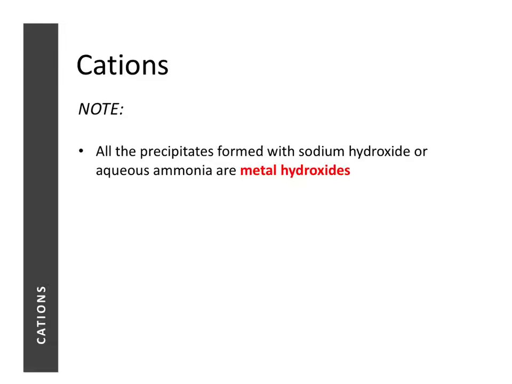Now, one very important point to remember is this: when you add sodium hydroxide or aqueous ammonia to a cation and a precipitate, a solid, is formed, the identity of the solid is a metal hydroxide. Okay, so for example, when I have a solution of iron 2 ions and I add sodium hydroxide, I will see a dirty green precipitate. Now, what is the dirty green precipitate? The dirty green precipitate is actually your iron 2 hydroxide.